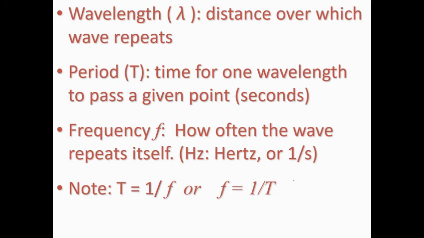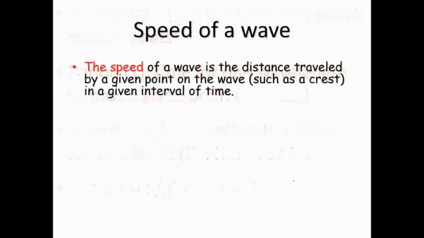So, things that you need to know about a wave. We've already discussed wavelength, which is the distance over which a wave repeats itself. The period is the amount of time one wave needs to pass a given point. The frequency is the inverse. It's how often the wave repeats itself: cycles per second, or hertz, or 1 per second. It's important for you to recognize that the period and the frequency are inverses of each other. So period is equal to 1 divided by frequency, and frequency is equal to 1 divided by the period.